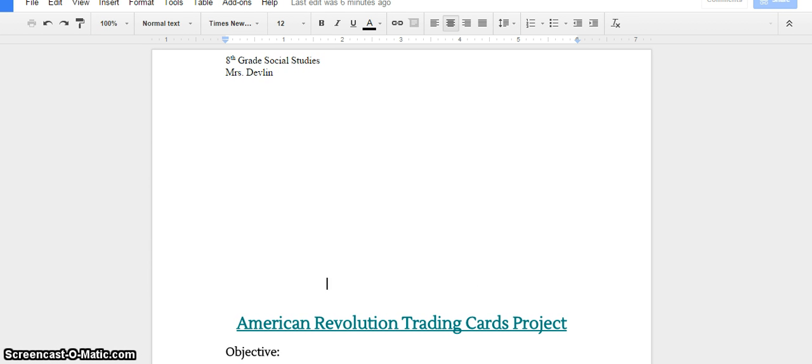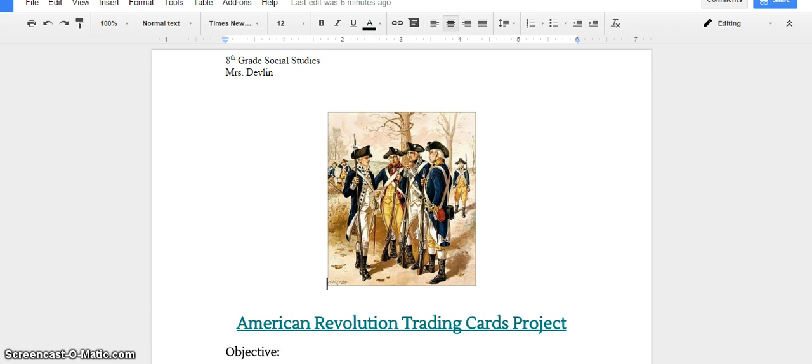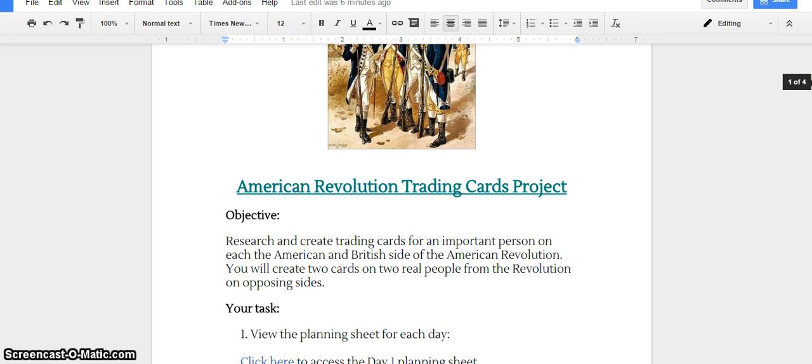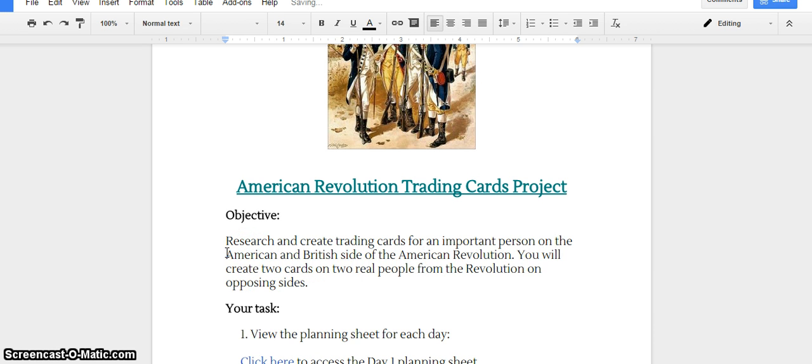So, American Revolution Trading Cards Project. Let's see what we have here. Our objective is to research and create trading cards for an important person on the American and British side of the American Revolution. You will create 2 cards on 2 real people from the Revolution on opposing sides. So let's take a look about what this means.